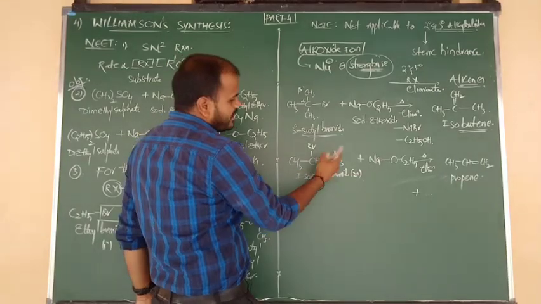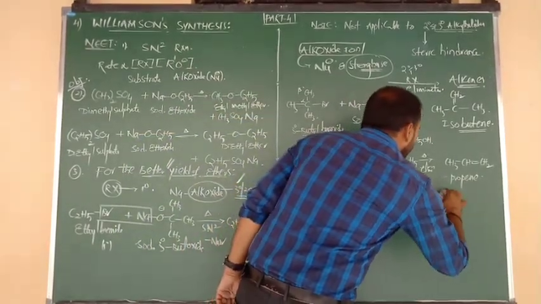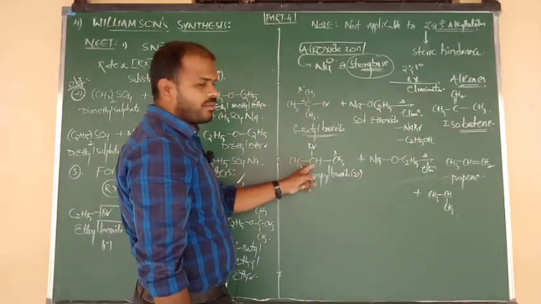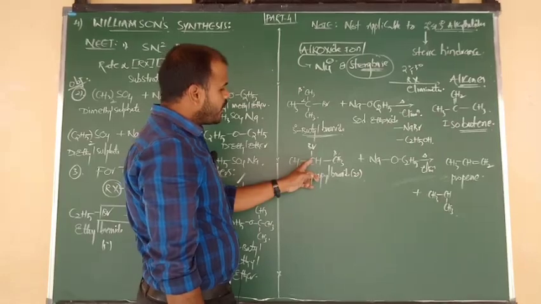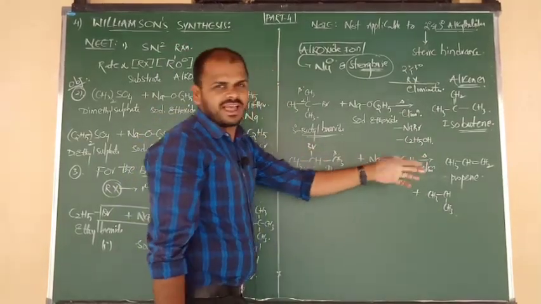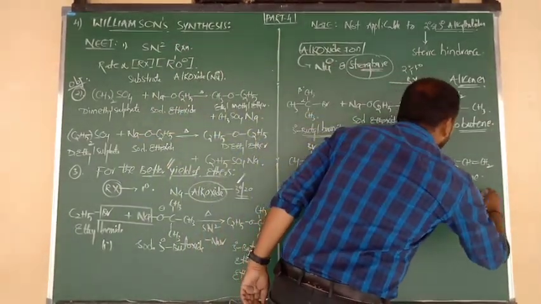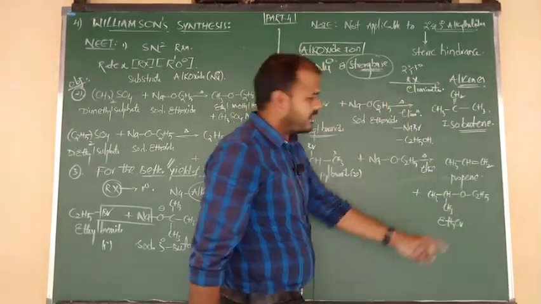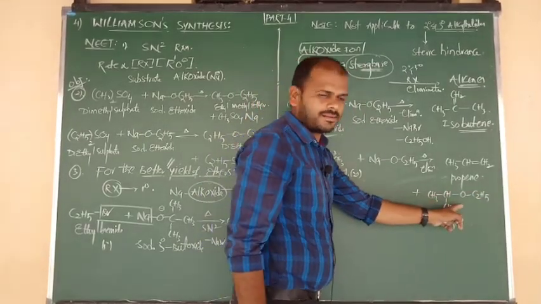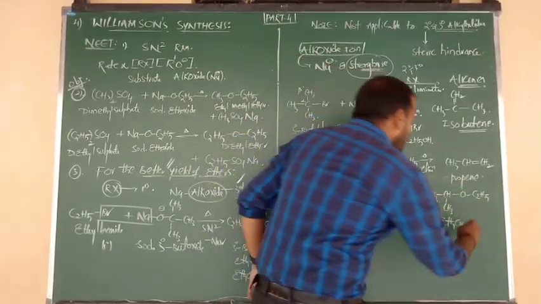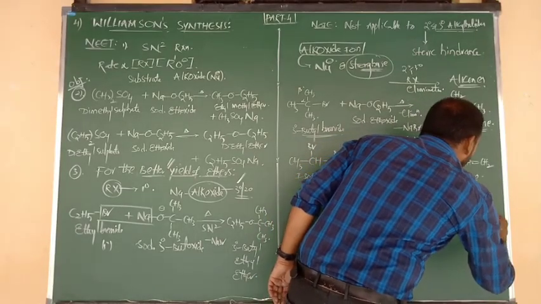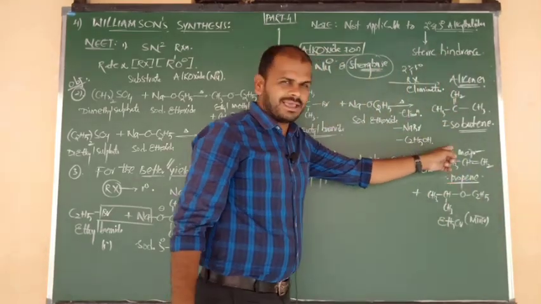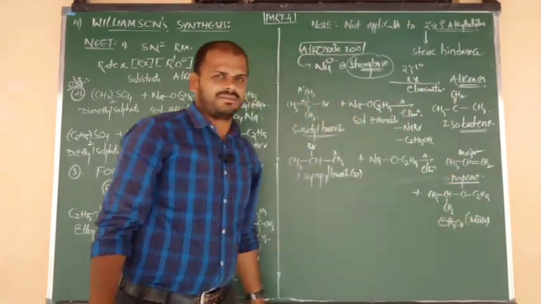CH3 bond CH, again connected to CH3. Okay, CH3 bond CH connected to CH3. Now Br minus is replaced by the ethoxide ion, nucleophilic substitution, giving O connected to C2H5. Here you got what? Ether. Which ether? Ethyl isopropyl ether. But here the ether is the minor product and the alkene is the major product.